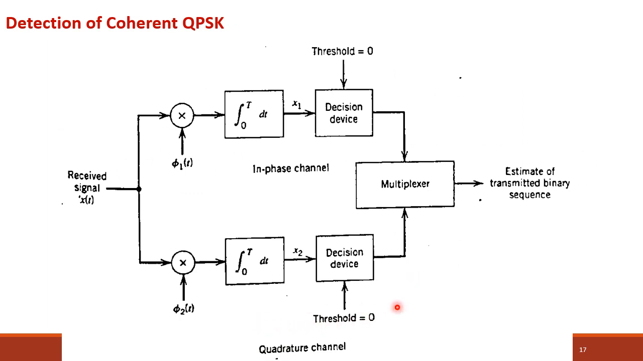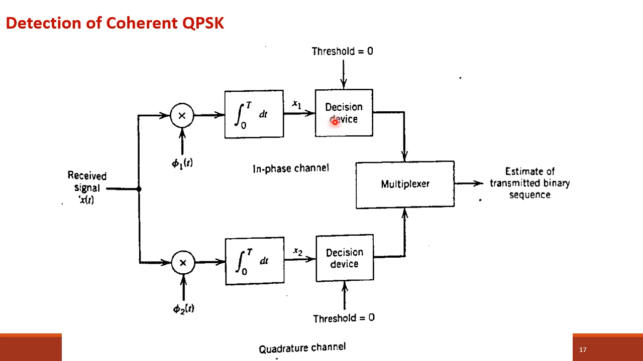So this is the block diagram of the QPSK receiver. The QPSK receiver consists of a pair of correlators or product integrators which have a common input. The input is the received signal. Each correlator is supplied with a locally generated pair of coherent reference signals phi1 of t and phi2 of t. The correlator outputs are x1 and x2, which are the individual elements of the observation vector. So the correlator output x1 would be the projection of the received signal on phi1 of t, and x2 would be the projection of the received signal on phi2 of t.